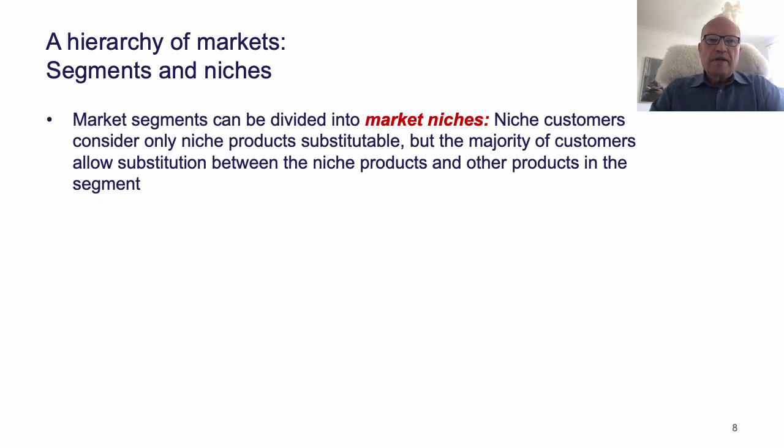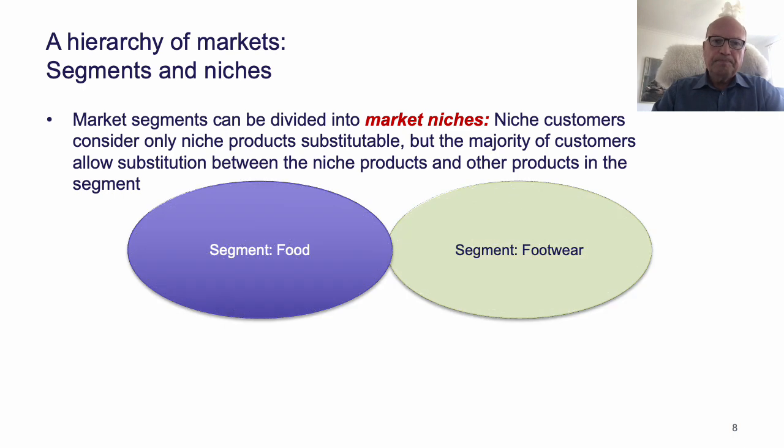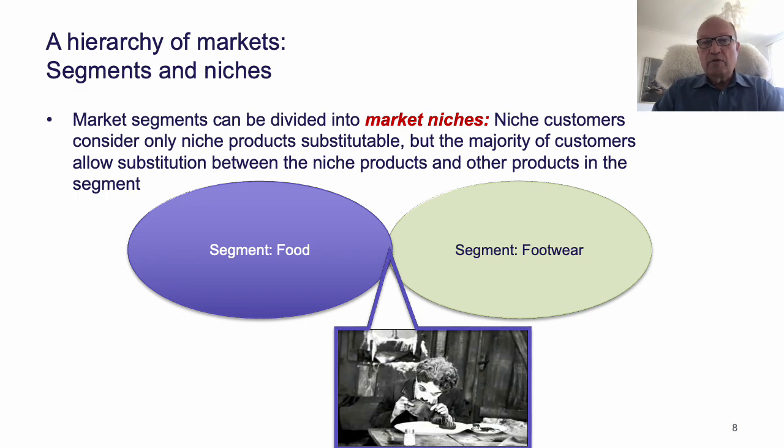We have market segments that can be divided into market niches. Niches are where niche customers only consider niche products substitutable, but where the majority of customers allow substitution between the niche products and other products in the segment. For example, we can define the segment for food and a segment for footwear, where there is very little overlap.